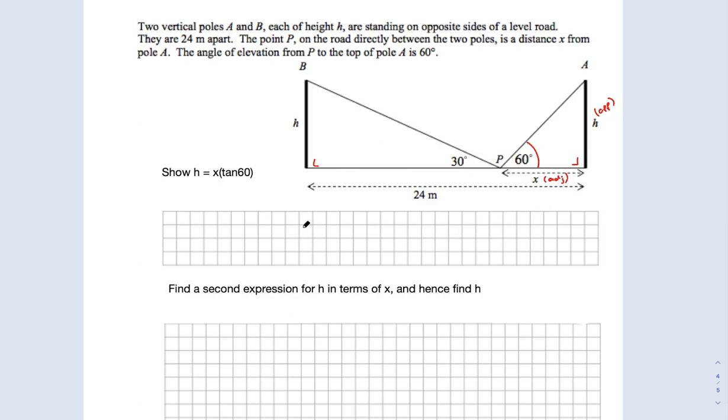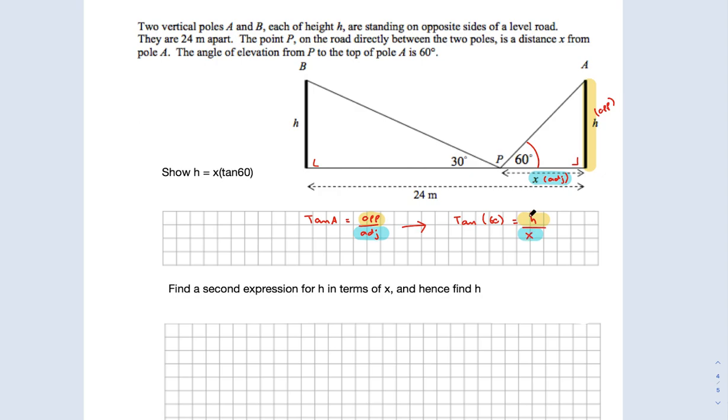So I'm going to start by writing tan of the angle is equal to opposite over adjacent. But we can be more specific. We know the angle is 60, so tan of 60 is equal to opposite, which we know is h, over adjacent, which we know to be x.